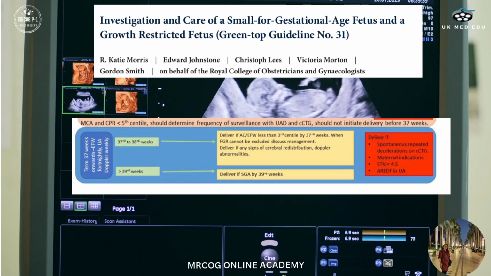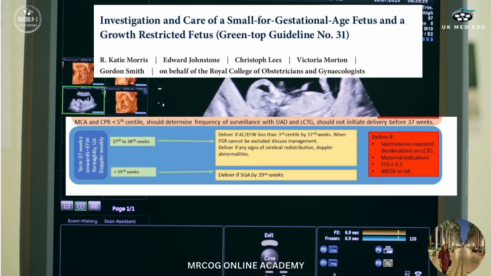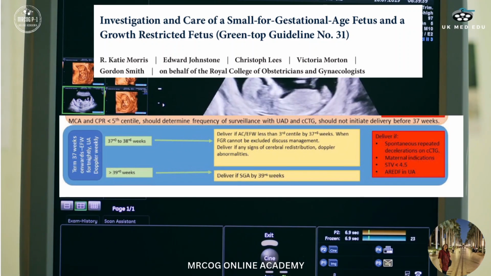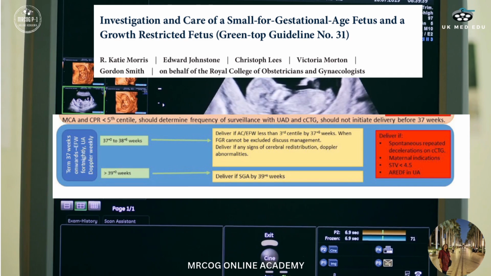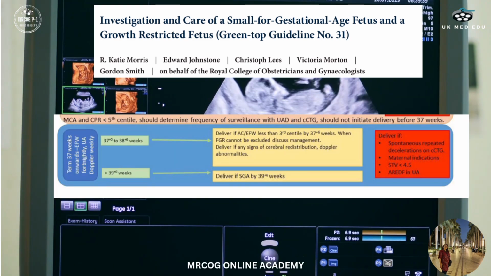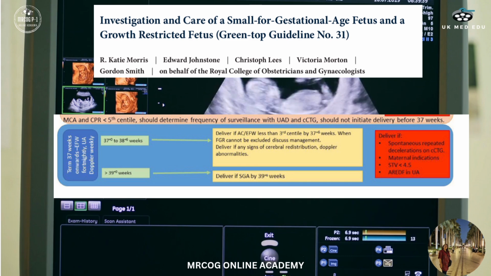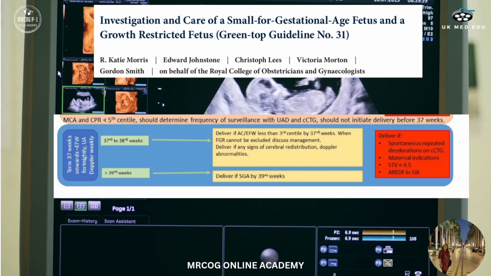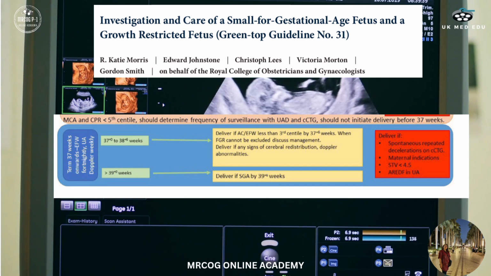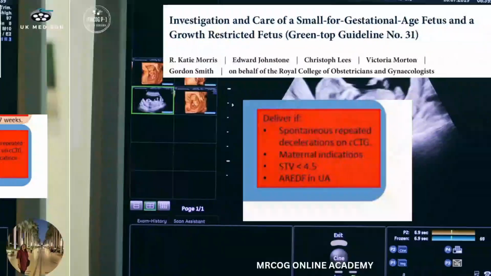Now the last one is late FGR, that is 37 weeks onwards. Late FGR at 37 to 38 plus weeks, if abdominal circumference or estimated fetal weight less than 3rd centile, delivery should occur by 37 plus 6 weeks. If Doppler abnormalities persist, early delivery may be required. If small-for-gestational age is detected without Doppler abnormalities, delivery is recommended by 39 weeks.